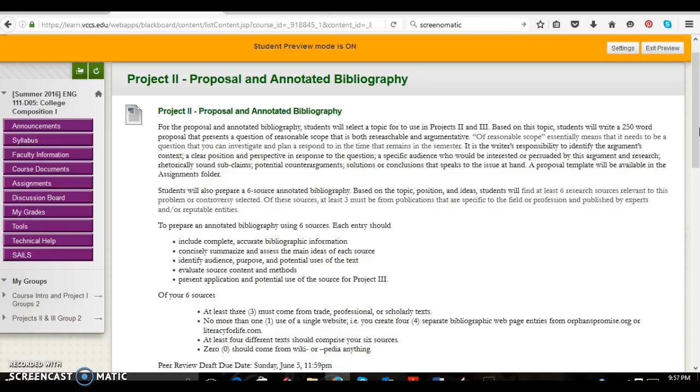After you've read the description, you'll see that you have to write a 250-word proposal that presents a question of reasonable scope that is researchable and argumentative. Go ahead and circle those words, researchable and argumentative.